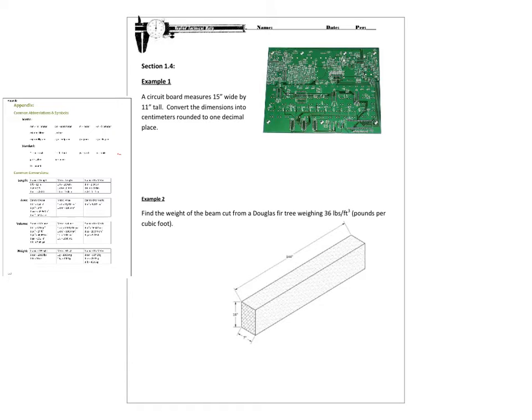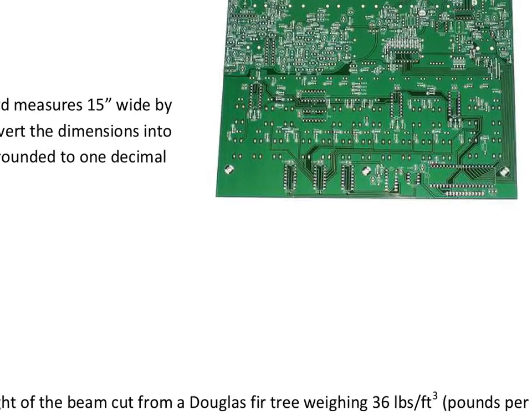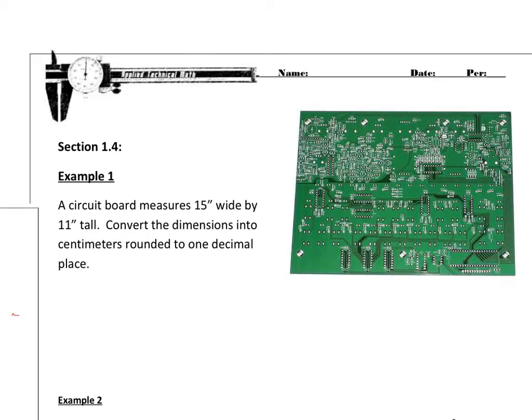In this section, we're going to work with some unit conversion. Units are super important when we're talking about measurements. So here we have a circuit board. This circuit board is 15 inches by 11 inches. That's standard or English measurements, but we want to convert these to centimeters, metric measurements.